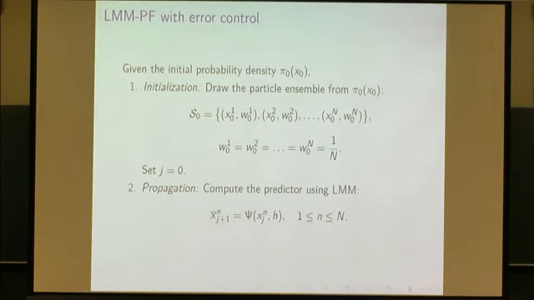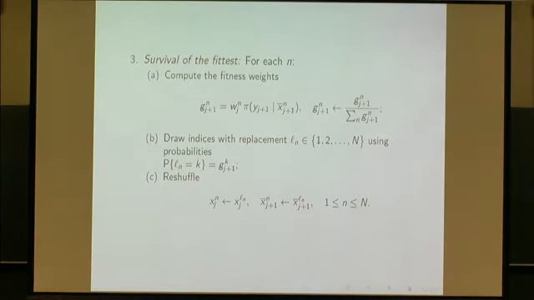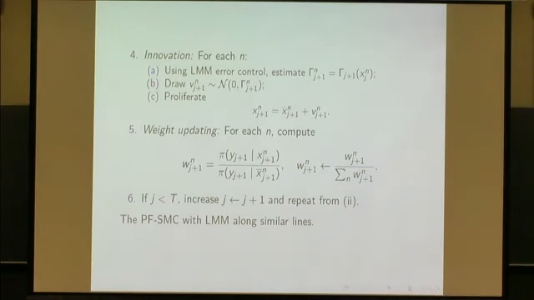For the particle filter with this error control, we continue as we were doing before. This is a repetition of what we were doing previously, except that now I'm declaring what I'm using for my predictor, survival of the fittest, and reshuffling. The only real change here is that we are explaining how we are assigning this innovation term. And then we do our weight updating.